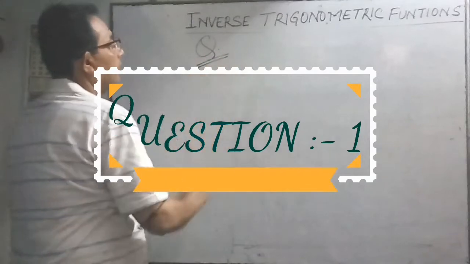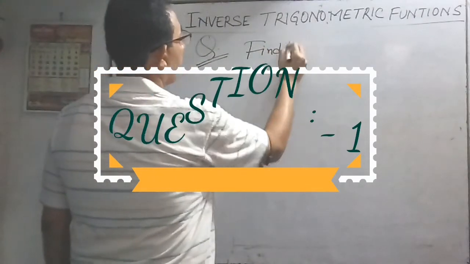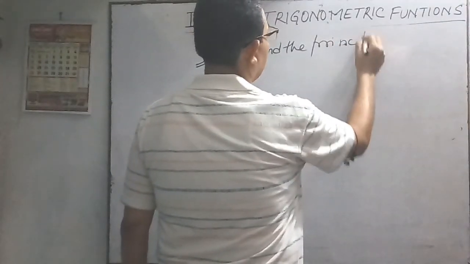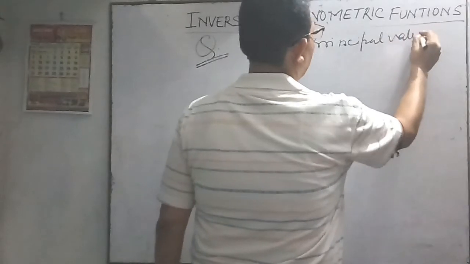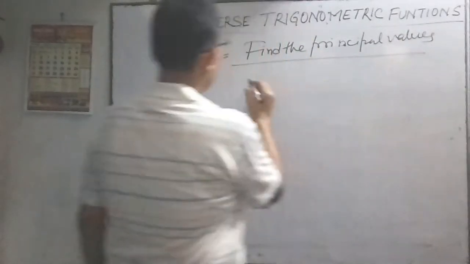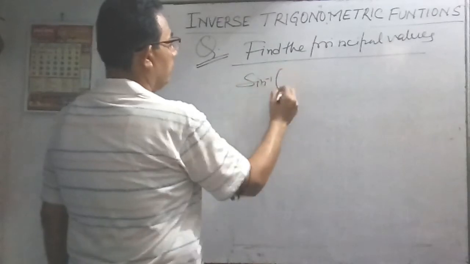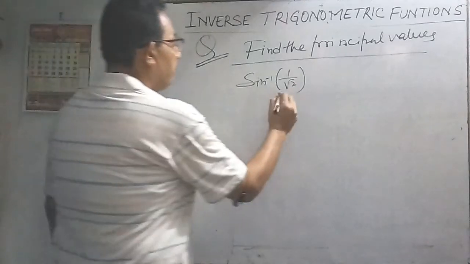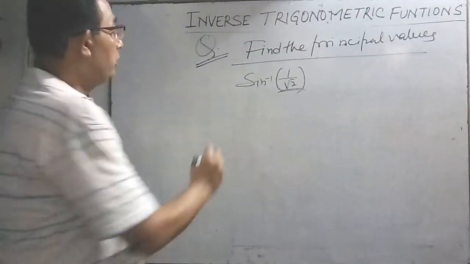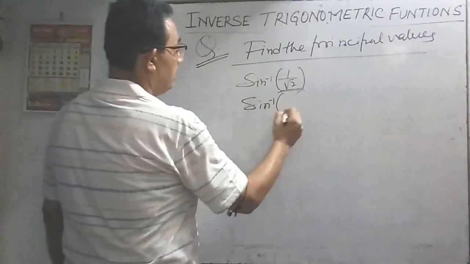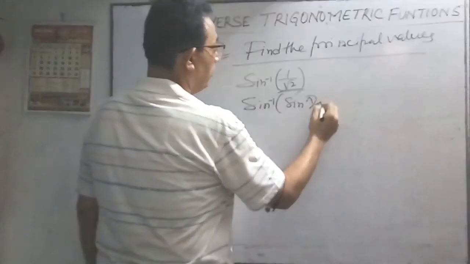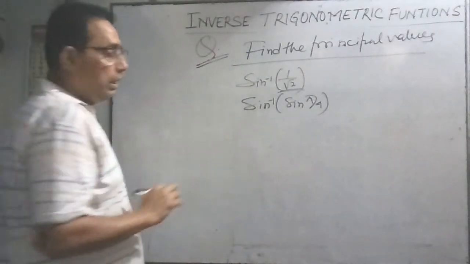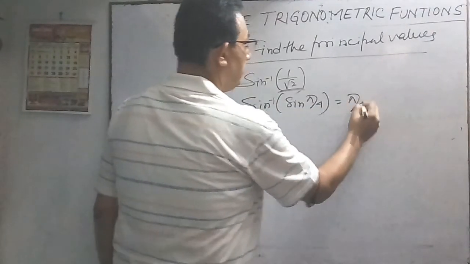Question. Find the principal value of sine inverse 1 by root 2. What is the value of 1 by root 2? It is sine inverse sine pi by 4. Are you understanding? Now, this is pi by 4.